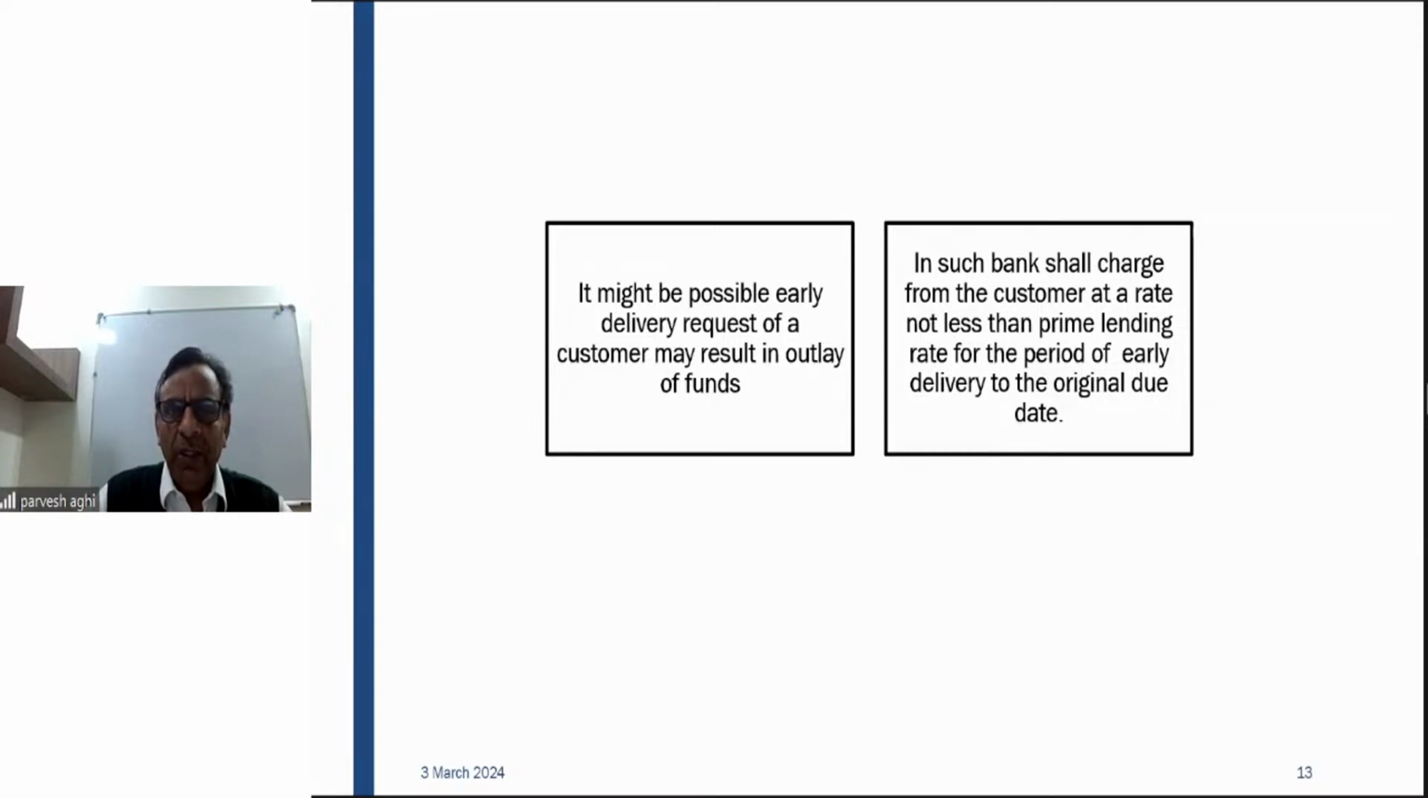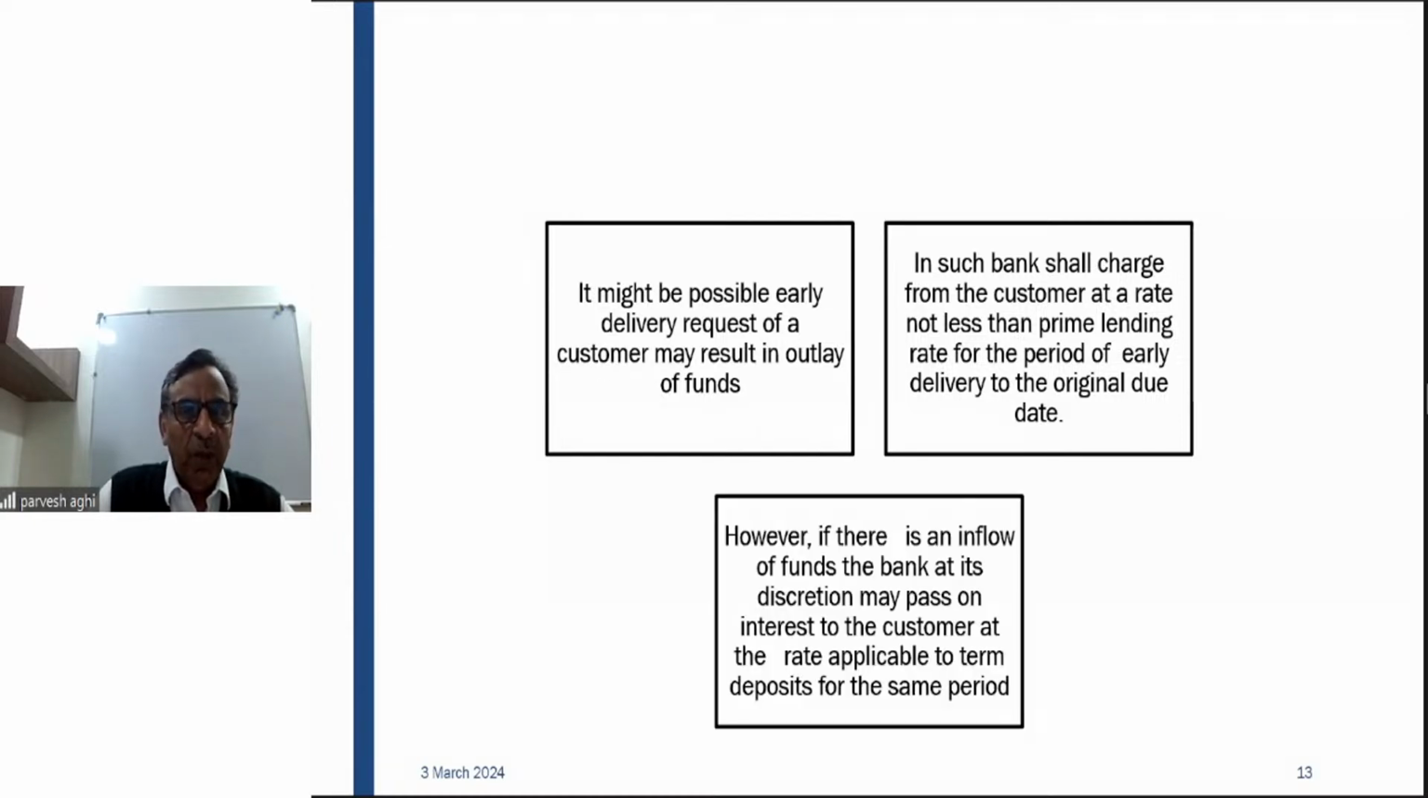Nowadays the prime lending rate is not there, so we have a base rate and MCLR rates. Anyway, it's the rate of interest which the bank charges. The era of prime lending rate is over, so we have base rates and the marginal cost lending rates which the bank charges its customers. However, if there is an inflow of funds, the bank at its discretion may pass the interest to the customer at the rate applicable to them. So if there is any earning because of that, they will pass on this benefit to the customer. Otherwise, if there is a loss, they're going to recover it.